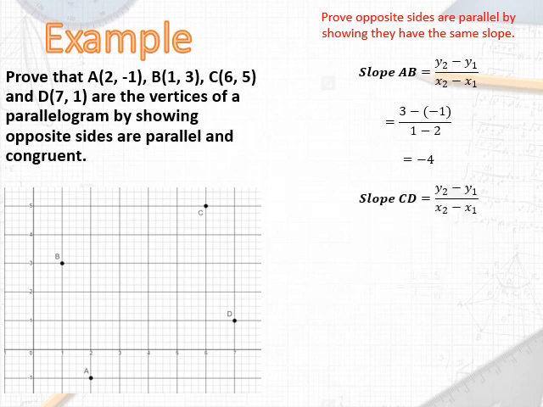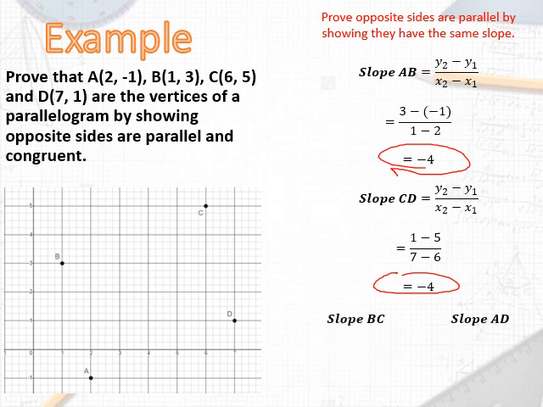CD, same thing, sub in your numbers. We've got 1 minus 5 divided by 7 minus 6, slope once again -4. So we can tell our slopes are equal. So therefore the opposite sides AB and CD must in fact be parallel.